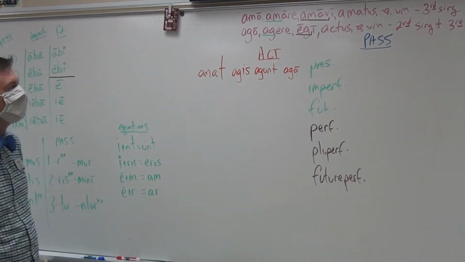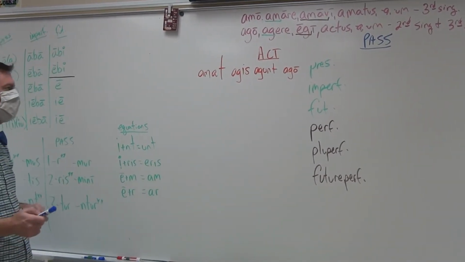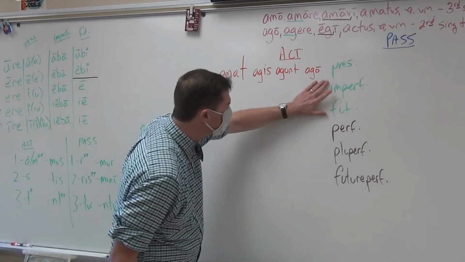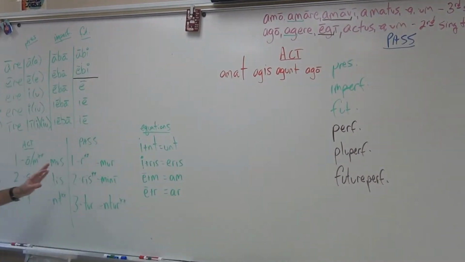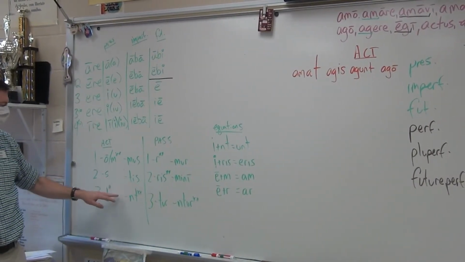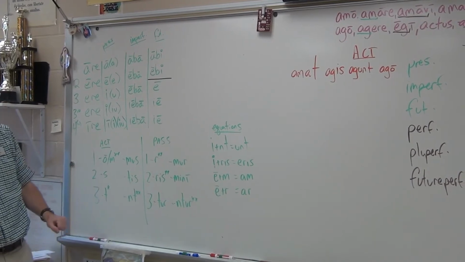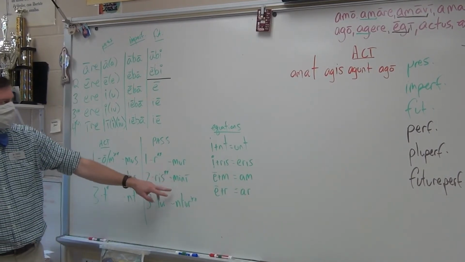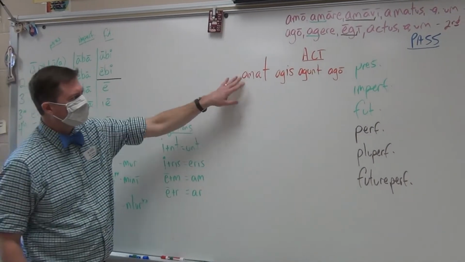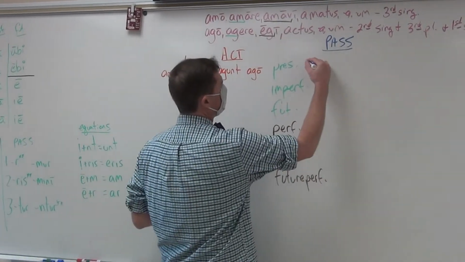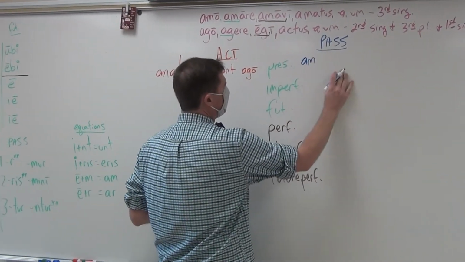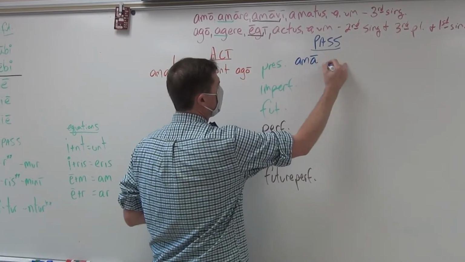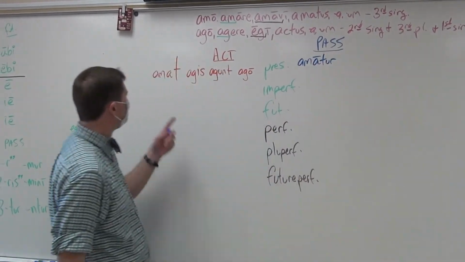Now, I go over to the passive. The only difference between the active and the passive in these green tenses is that in the active they use the endings -o or -m, -s, -t, -mus, -tis, -nt, and in the passive they use -r, -ris, -tur, -mur, -mini, -ntur. So, over here, I did the same thing. For the passive, present stem, present vowel, and then -tur instead of -t.